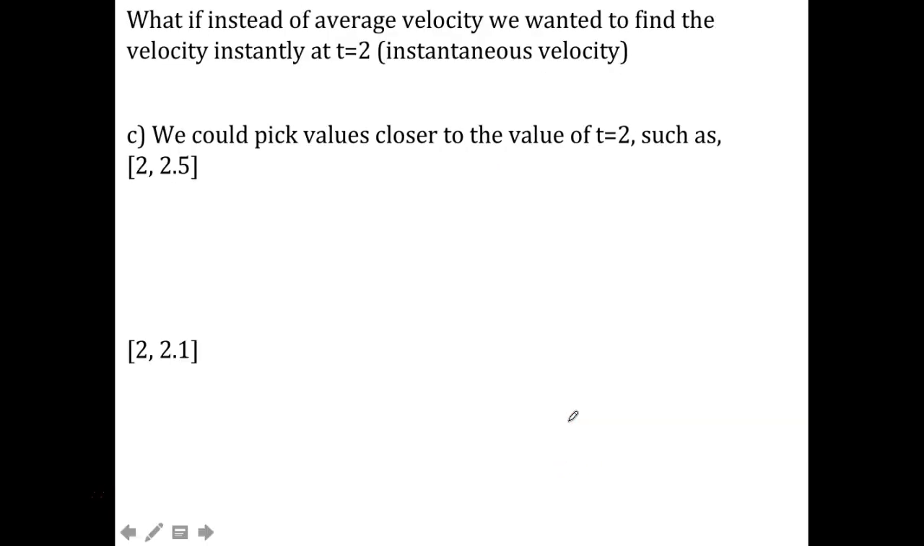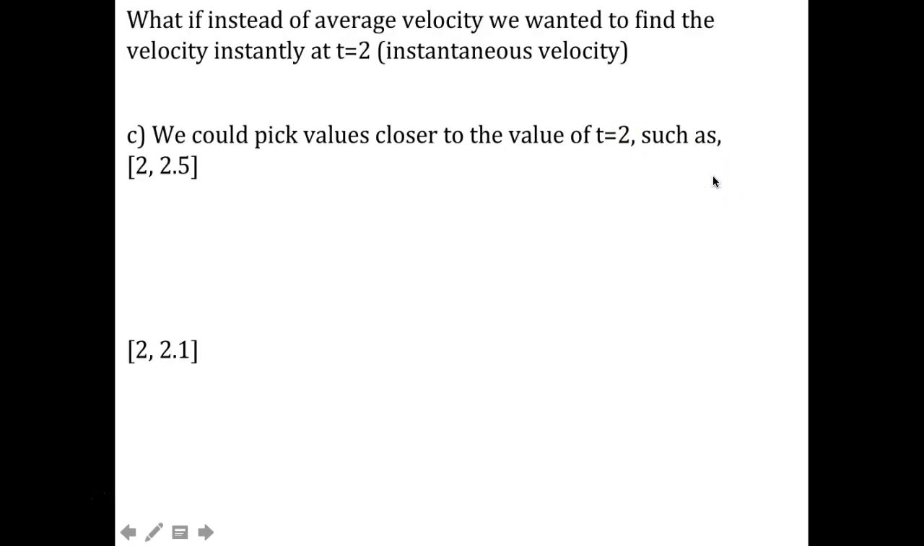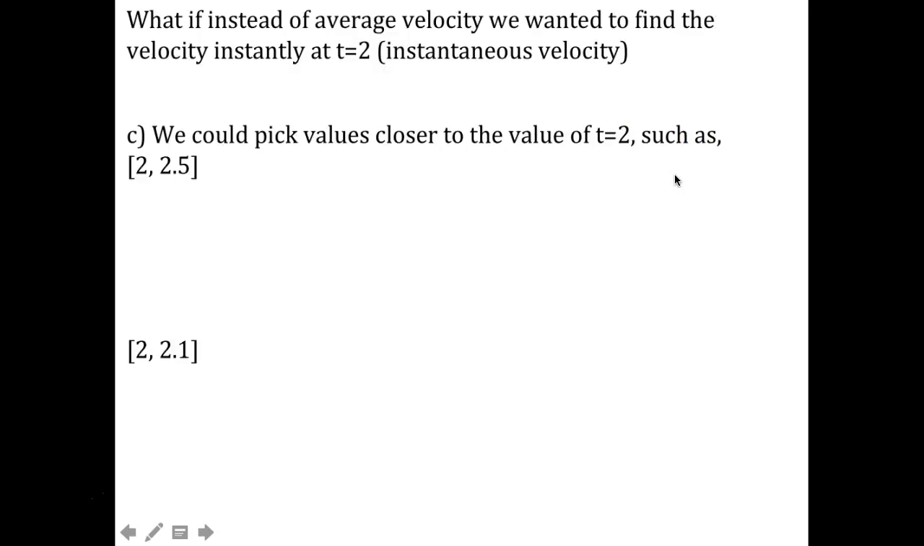So let's go forward. Okay, what if instead of average velocity we wanted to find the velocity instantly at 2? So this is what Isaac Newton was asking himself. He said, I don't want an average velocity like we were doing here. Here we were just looking at what the average velocity was from 2 to 3. He said, I don't want that. What I want is the actual velocity at 2. Well, how are we going to figure out the instantaneous velocity exactly at 2? Well, you could pick values that are closer to 2, like 2 and 2.5.